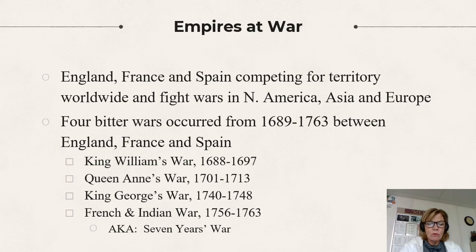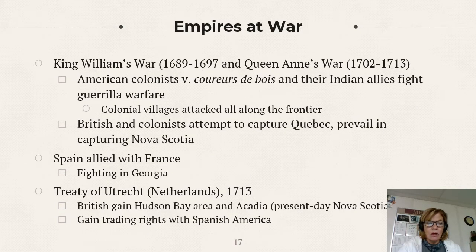So King William's War, Queen Anne's War, King George's War, all named after the monarchs who were in power at that time. And then the final war is going to be the French and Indian War, which is also known as the Seven Years' War in England. King William's War and also Queen Anne's War are kind of the same battles that were fought here in North America and elsewhere, but they continue on. One leads into another here in North America, right?